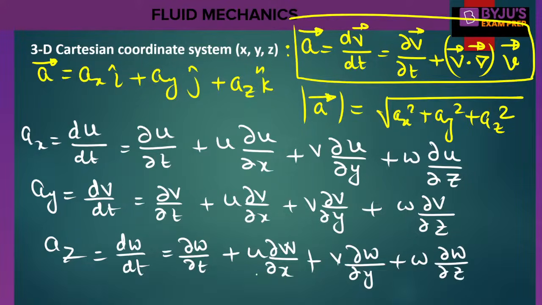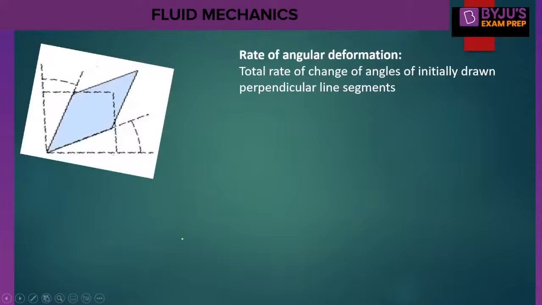So we can separate them. These are the convective acceleration. This is convective. This is local. This is how acceleration is written.